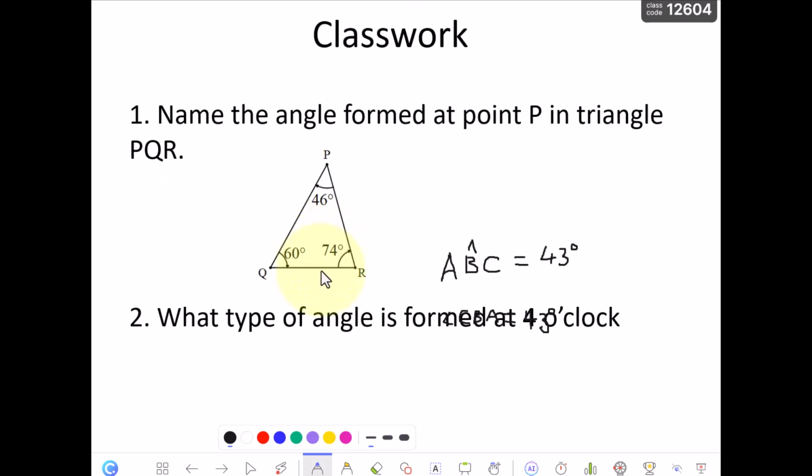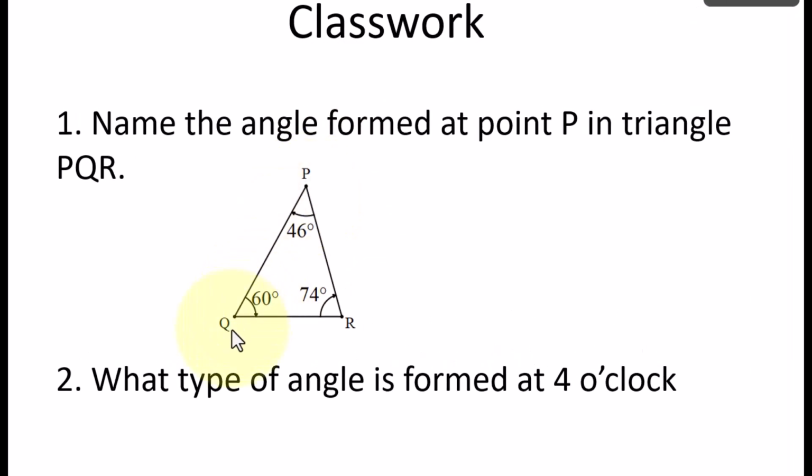This is our classwork for today. So the classwork for today, we have a triangle PQR. So there are angles inside PQR. So I now said, name the angle formed at the point P. So if you want to name this angle at P, you can start from Q, follow this arm to P, then go to R, that is QPR. You can do it like that, or you can start from R, go to P, before you come to Q, then RPQ.